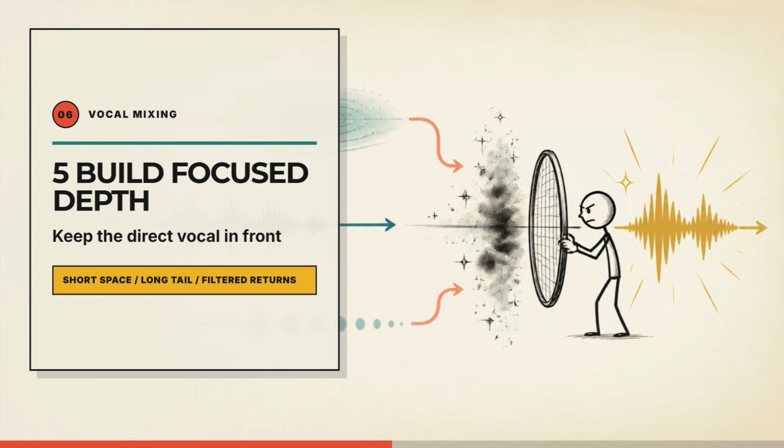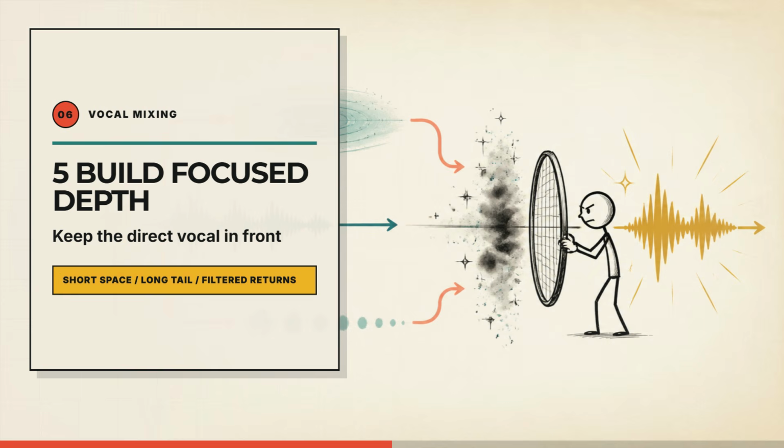Begin with one short space. A room or plate can make a close, dry vocal feel connected to the track without pushing it far away. Then, if the arrangement needs more scale, add a longer hall or atmospheric return. The source suggests 1 to 2 seconds for the short space and 2 to 4 seconds for the long one. Treat those as search ranges. Tempo and density decide whether the tail has room to finish.